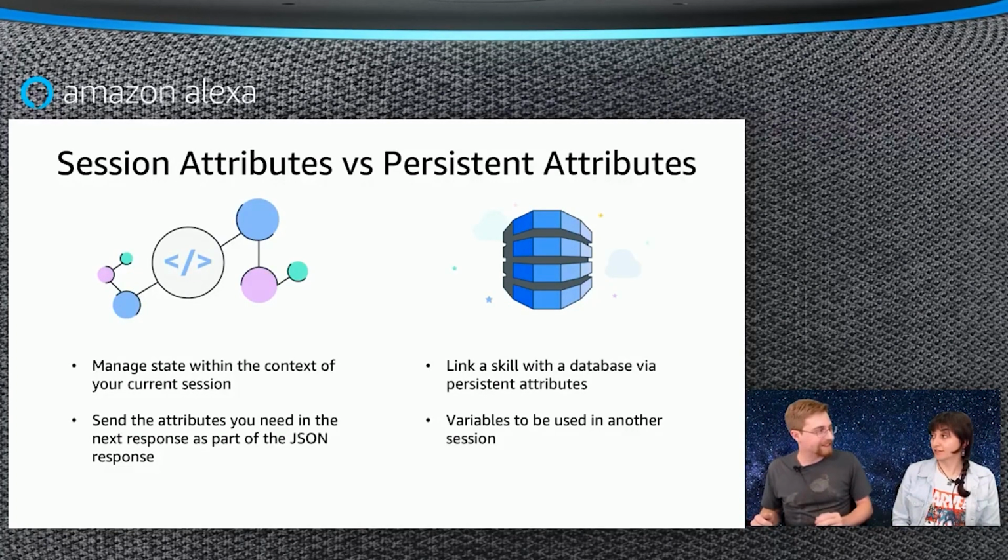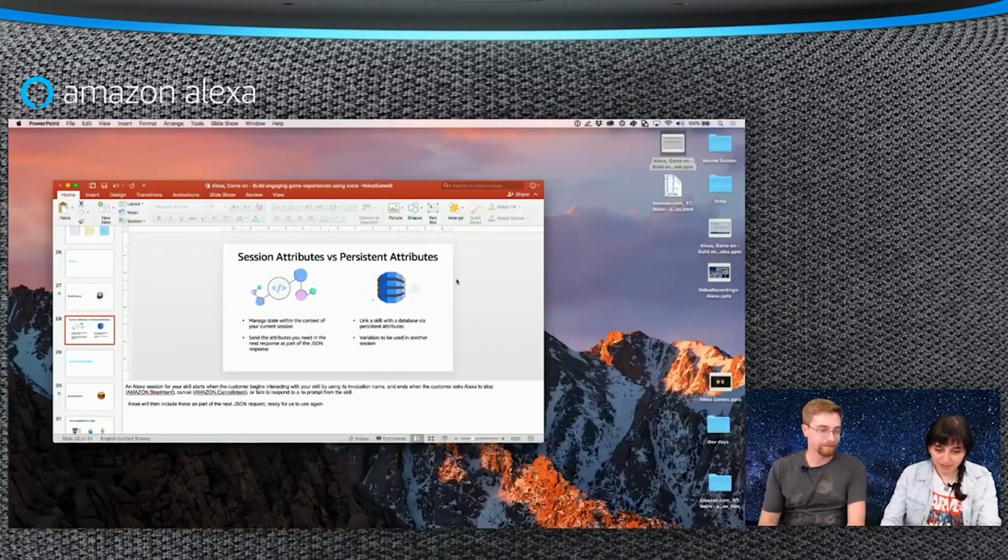So exactly, where your panda is in its life, or where you are in the quest for the magic door. Exactly, exactly. And I'd like to show you guys a little bit how easy it is to use persistent attributes.